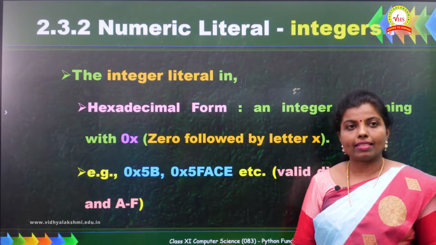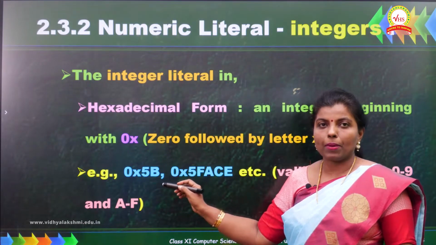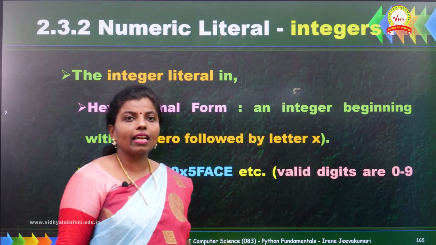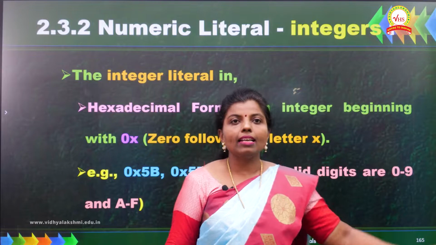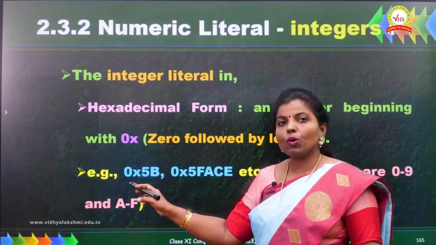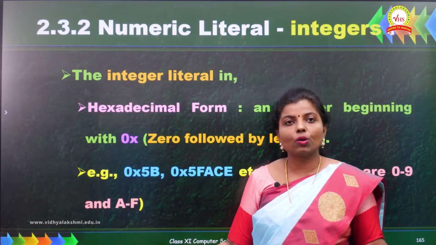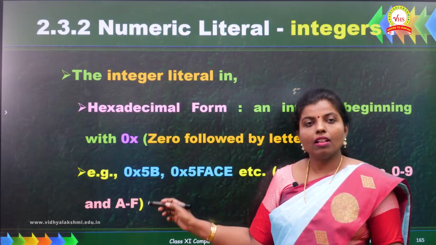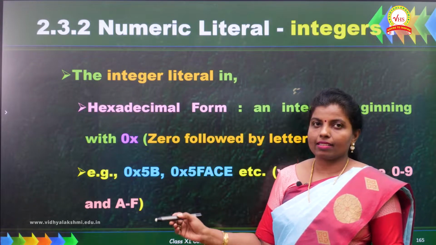Let us see some examples now. You can see the example 0x5b. Already I told you the valid digits that can be used in the hexadecimal number system are 0 to 9 and A to F. So, if 0 as well as x is followed by the numbers between 0 and 9 as well as the letters between A and F, then that will be treated as a valid integer literal in hexadecimal form.